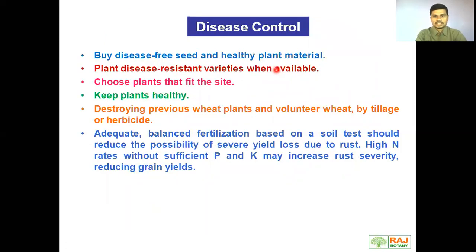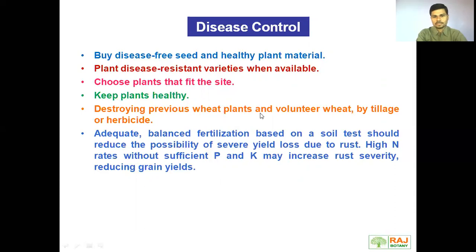Let's see the disease control. First, buy disease-free seed and healthy plant material so as to avoid this Puccinia pathogen. Then plant disease-resistant varieties when available. We have to plant disease-resistant varieties if we want to avoid that pathogen on the wheat plant. Choose a plant that fits the site. Keep plants healthy. Always keep the plant in a healthy condition.